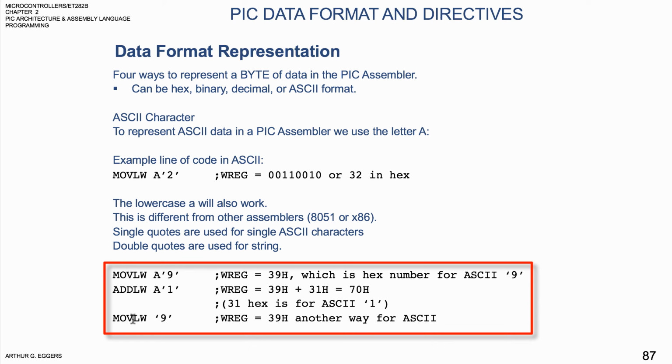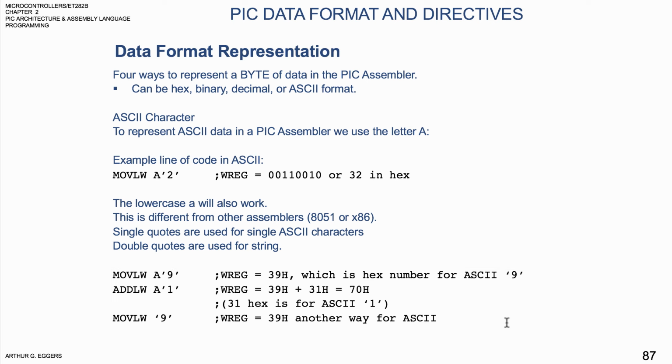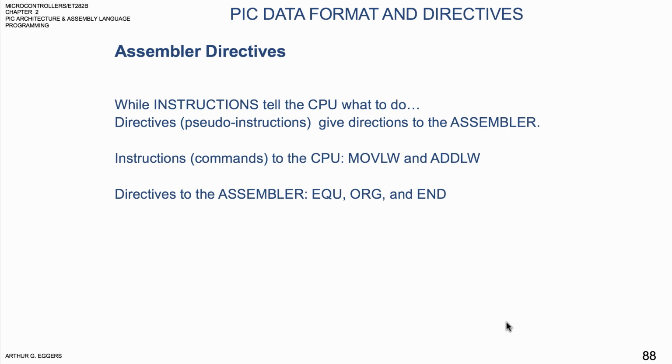And then finally, move LW 9, the working register 39, another way for ASCII. So we define ASCII strings later on. We'll see that it has more than one character. We will use the defined byte, something called a DB, a defined byte directive, that we will see later on in our presentations. So the next section we will look at is something called the directives, in this case the assembler directives.